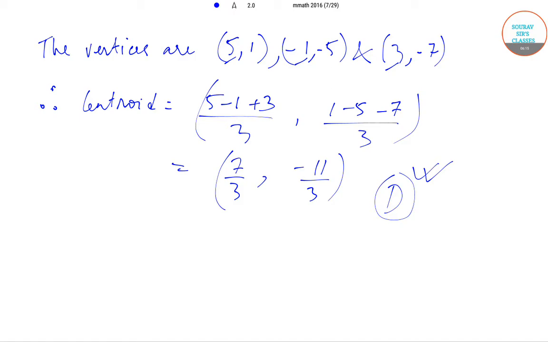So today we have solved question number 6 from the ISI MMath question paper of year 2016. We'll be solving the next questions in the subsequent videos.